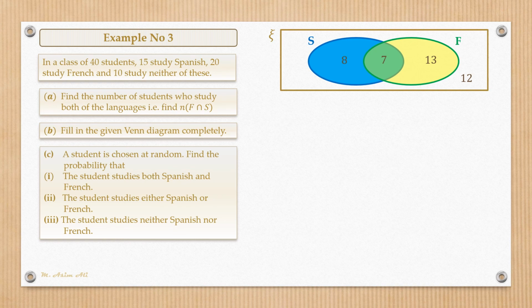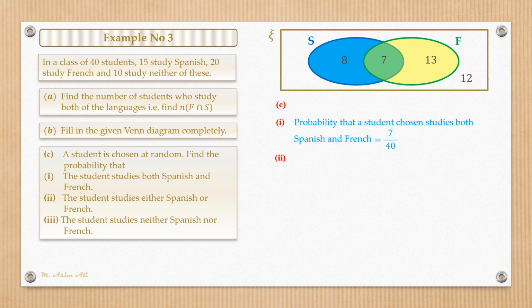The remaining parts of this example 3 in C part, it's saying that a student is chosen at random, find the probability that first the student studies both Spanish and French. So the probability that a student studies Spanish and French means first we should know the number of students who study both French and Spanish. They fall in the green region, which is the common or the intersection region, the overlapping part of the two sets. There are 7 such students, and the total number of students is 40. So we will divide the students who study both French and Spanish by the total number of students. So the probability will be 7 over 40, and it is in the simplest form.